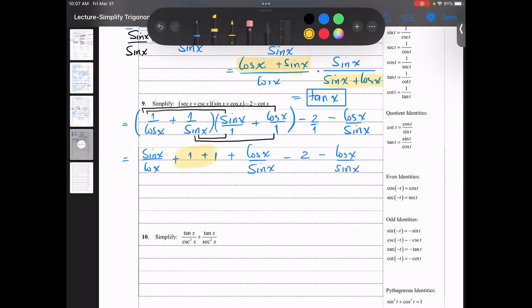Can I cancel the 1 plus 1 with the negative 2? Right. What else can I cancel? Yeah, I can cancel that one with that one. What leaves me is just sine x over cosine x. Tangent x. See, one thing, it's very easy. One thing at a time. Don't think too many steps ahead. It'll drive you crazy. Because you never get right if you do like that. You get wrong, you do it again.